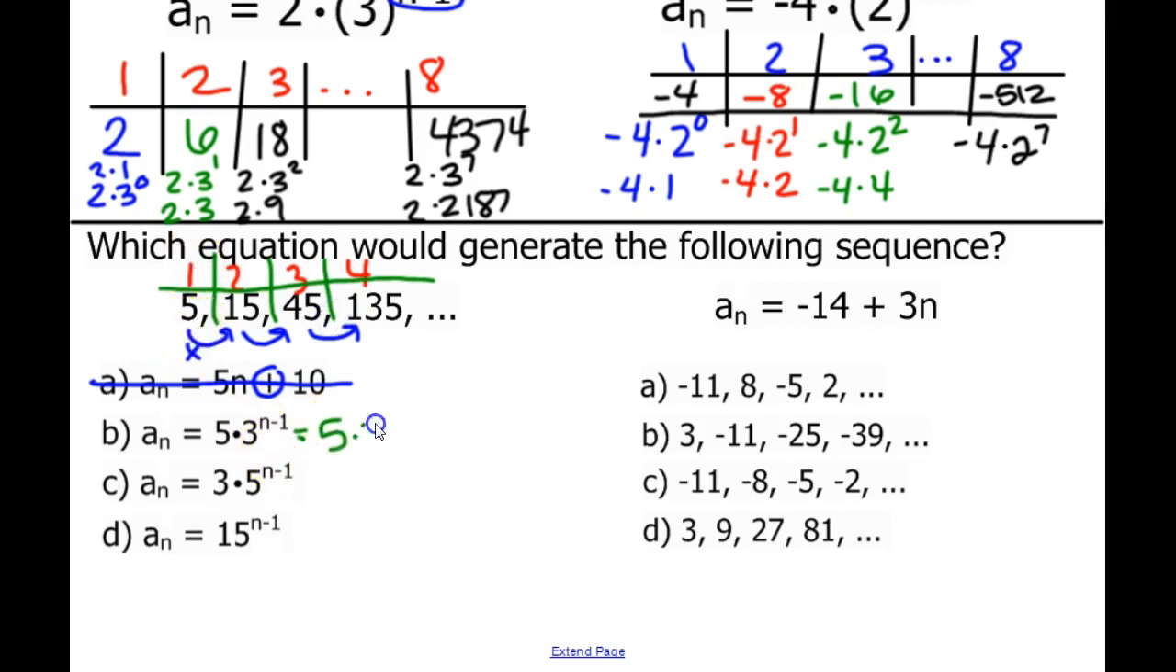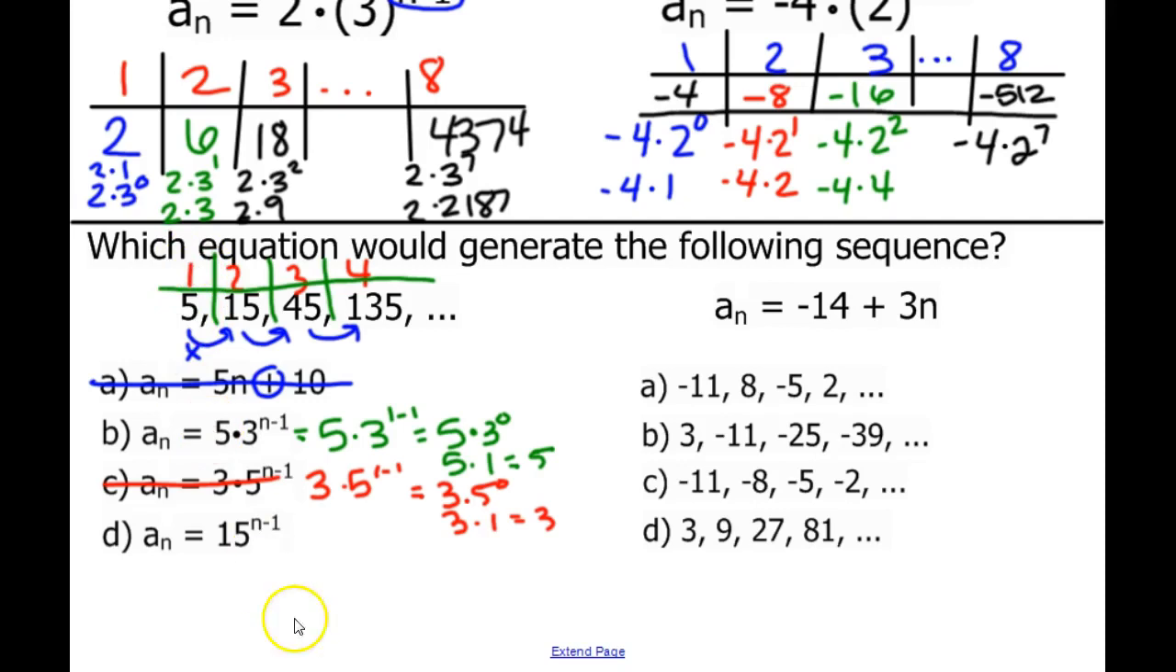So this one, 5 times 3 to the power of 1 minus 1, which is just 0. So 3 to the power of 0 is just 1. So we have 5 times 1, which is 5. So this one, first term, is looking good. Now we're going to try the next one. 3 times 5 to the power of 1 minus 1. Well, again, that's 0, so that's really 3 times 5 to the power of 0, which is just 1. 3 times 1 is just 3. That's not our first term, so I know that can't be the right answer, because when I plugged in a 1, I didn't get a 5.